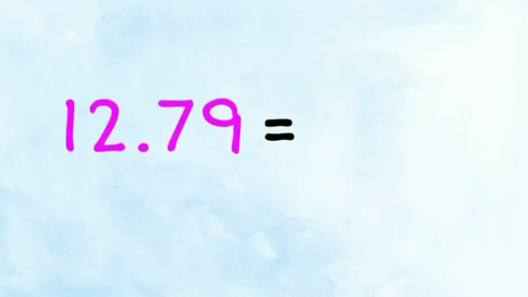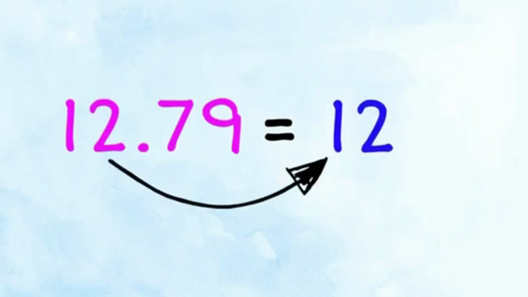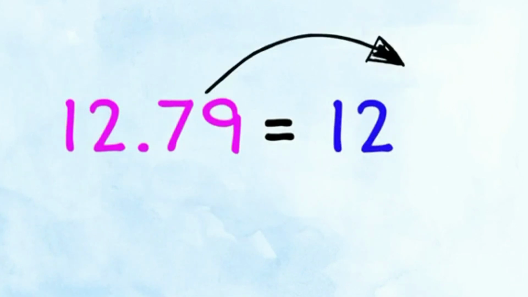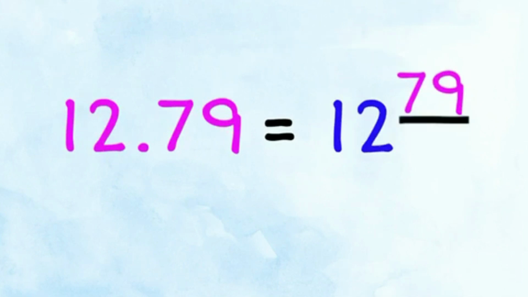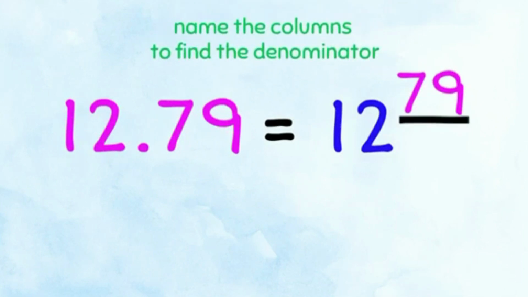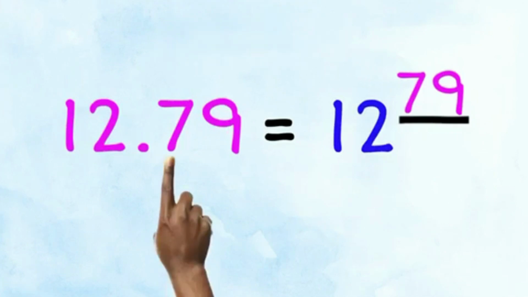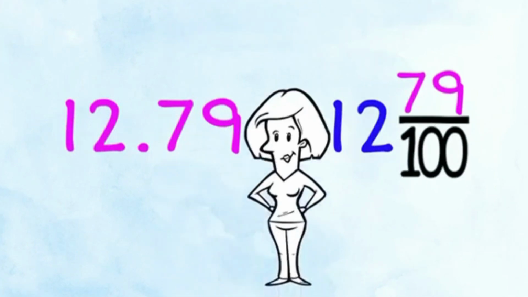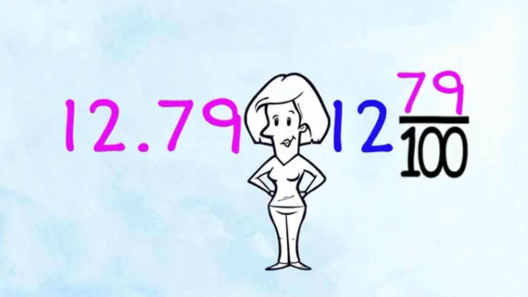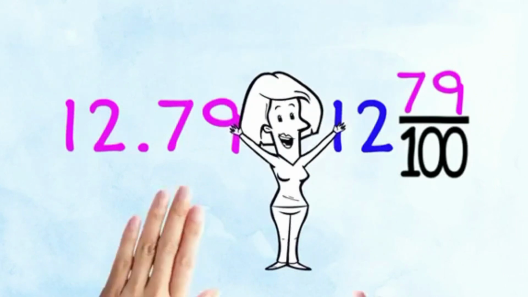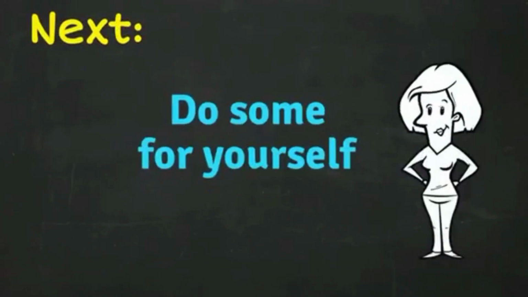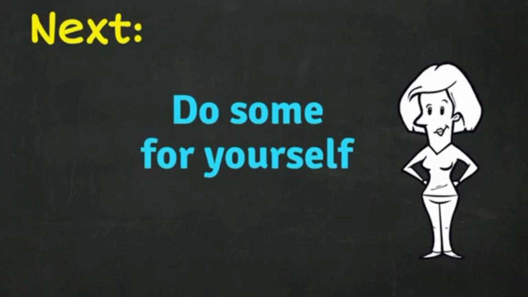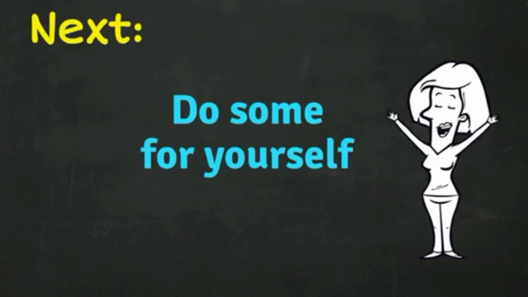OK with that? Great stuff. Last one. 12.79. 12 whole ones. And here, 79 is our numerator. Name the decimal columns to find the denominator. Tenths, hundredths. See, you can easily change from decimals to fractions. Next, you're going to do some for yourself. And then there's just a little bit more to put into place. But first, get confident with this. See you next time for that last little bit.